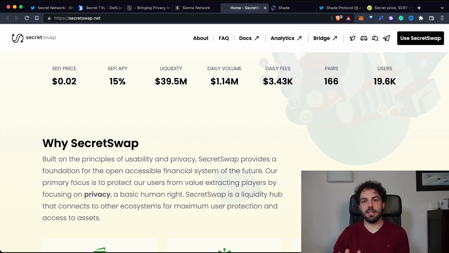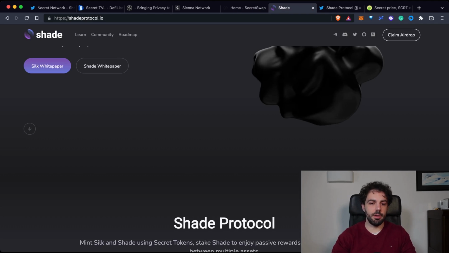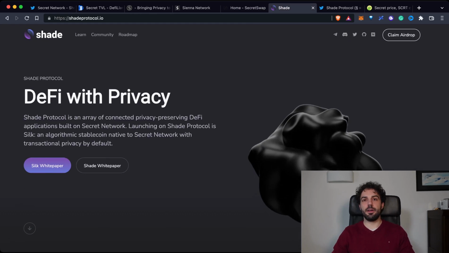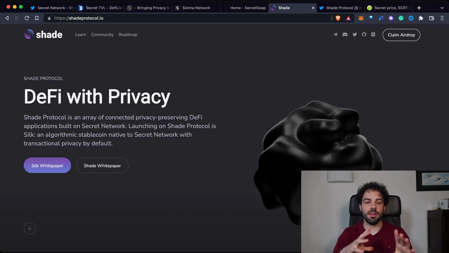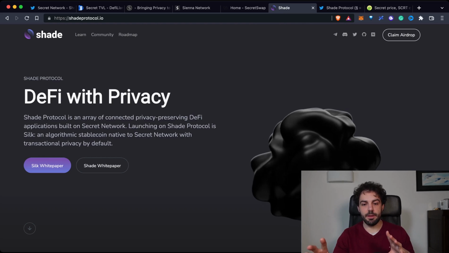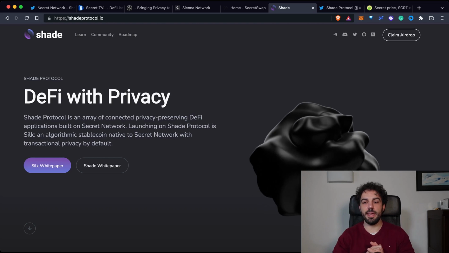I'm just saying that a protocol that is just so young is much more risky than a protocol that is more established. Another protocol that is quite interesting, probably the most interesting one, is Shade Protocol. That is like an algorithmic stablecoin. You can think about it as a Luna and a UST. It's a slightly different system. I will not go into the details right now.